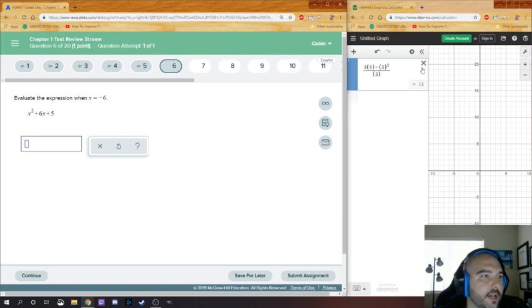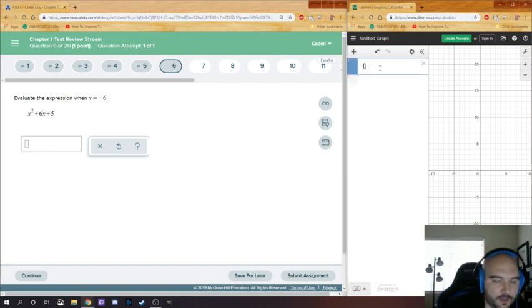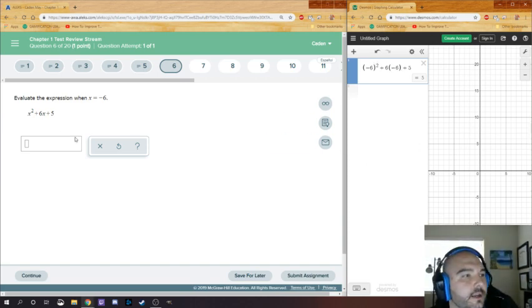Evaluate the expression when x equals negative 6. So same thing. Negative 6 squared plus 6x plus 5. Oops, I did a little thing that was weird there. Oh, I put x. I'm not very smart. There you go. Just make sure you fill in each x with the number. So I turned the x into a negative 6. 6 times negative 6 plus 5. So there we go. And I got 5.